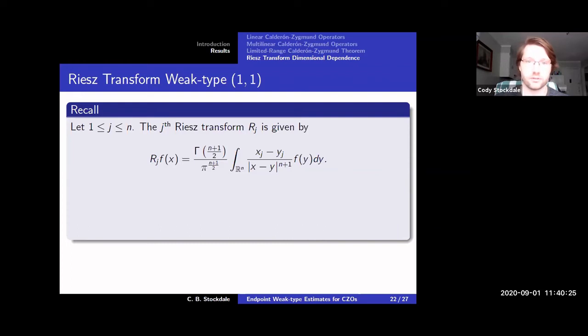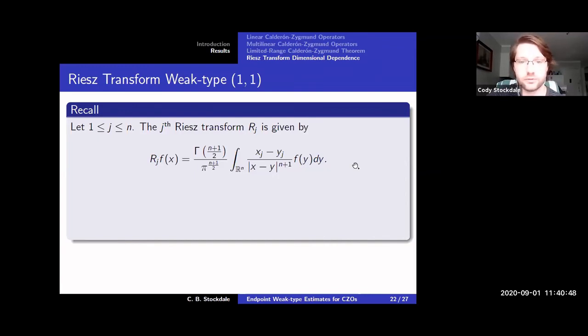So from the second slide, we talked about the Hilbert transform, and we talked about the n-dimensional analogs of the Hilbert transform, which are the Riesz transforms. And let's just recall their formula. They have this sort of normalizing factor out front, and it's given by convolution with the jth component over the modulus to the n plus first power.